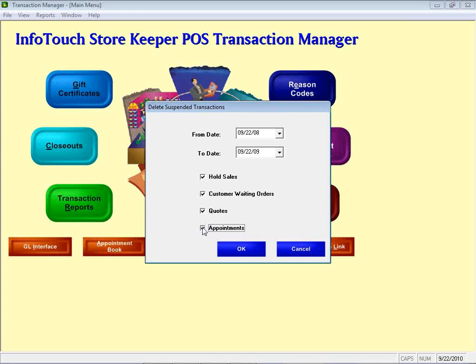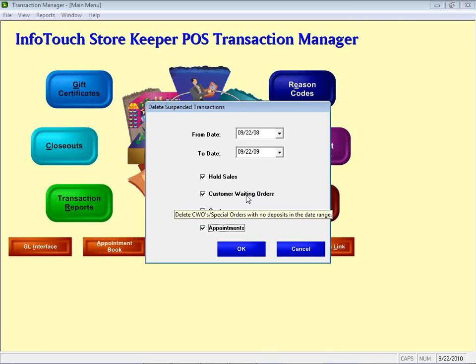The reason layaways is not here is that we will not allow you to delete a suspended transaction with a deposit. And typically layaways always require deposits. Of all of the other types you see here, customer waiting orders or special orders have an optional deposit. So since you may not have a deposit, we do allow you the option to select this type of transaction. But do note that if you have a customer waiting order or special order with a deposit, you cannot delete it using this function. It will simply skip over it because you owe that money back to the customer.